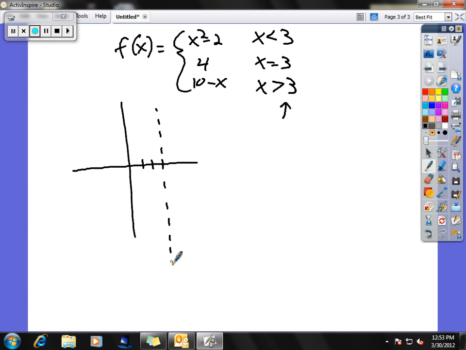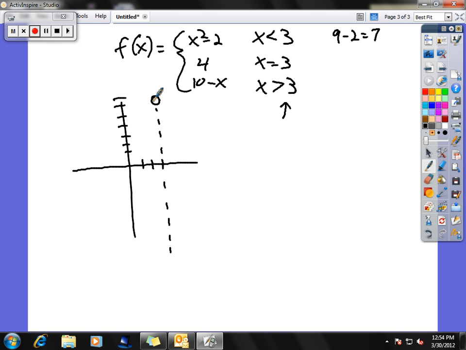In order to figure out where it hits the dotted line, we're just going to plug in the 3 into that, and we get 3 squared, which is 9, right? Minus 2, that's 7. So that's the y value that this hits. So 3, 1, 2, 3, 4, 5, 6, 7. And that is going to be an open circle there, because there's no equals with it.